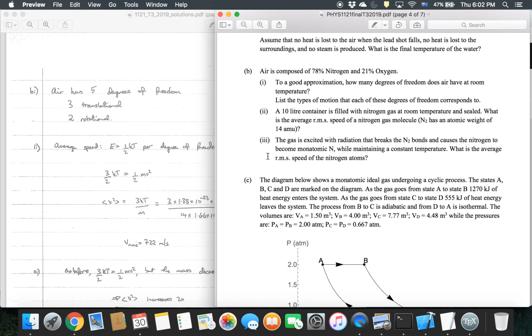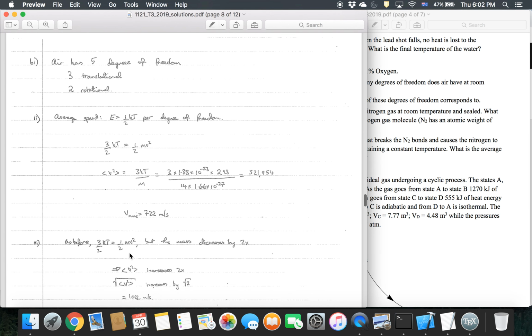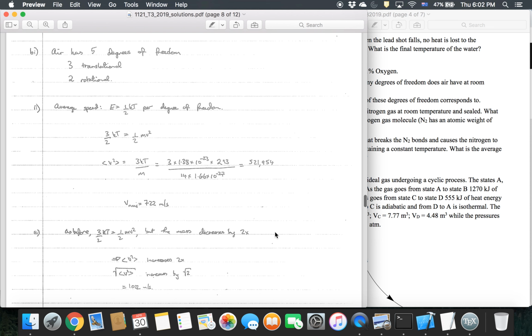Okay. And for part 3, the gas is now excited by radiation and breaks the bond and causes the nitrogen to become monatomic. While maintaining a constant temperature, what is the root mean square velocity of the nitrogen atoms? Okay, so 2 things actually happen here. So, okay, again, the solution's a bit incorrect in the explanation.